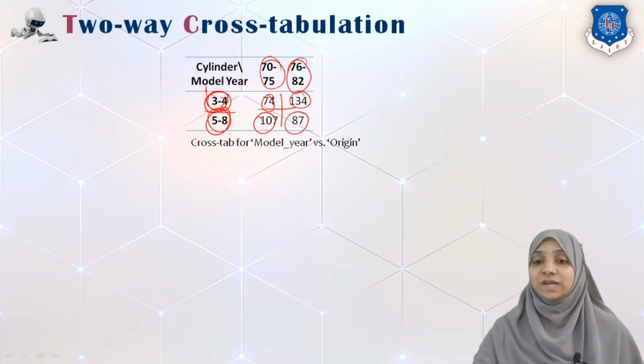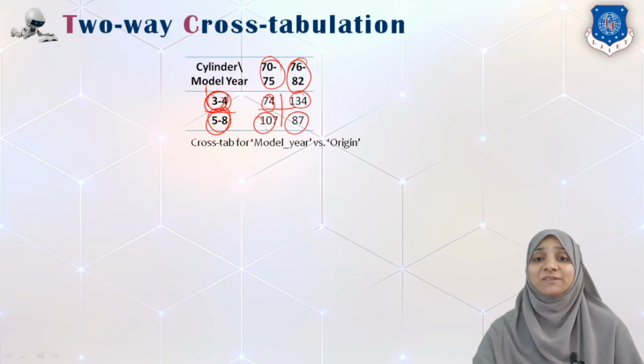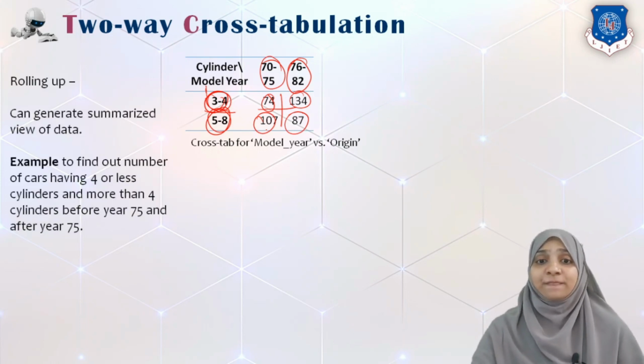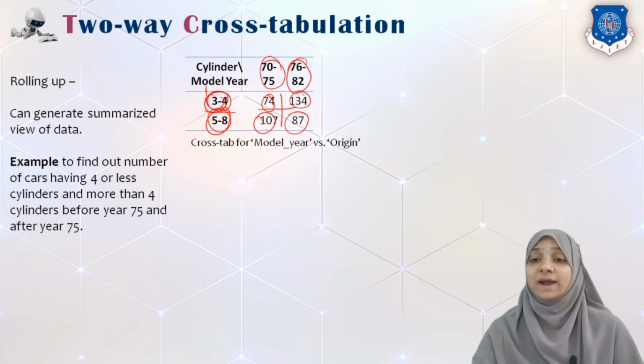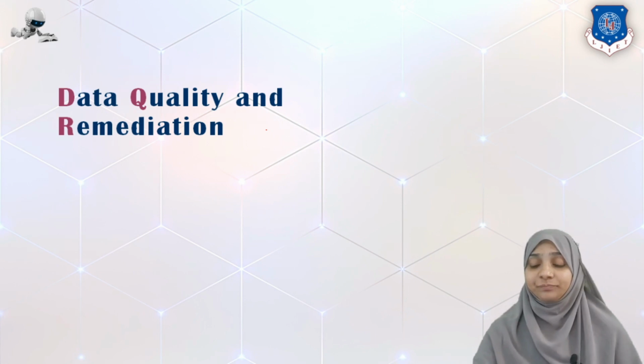So we can obviously gain insight at the detail level which we want, and we can obviously summarize at an abstract level at which we want to see the data. So this rolling up process is actually generating a summarized view of data, and here we have covered number of cylinders which are less than or equal to 4 and in a year 75 before or after that.